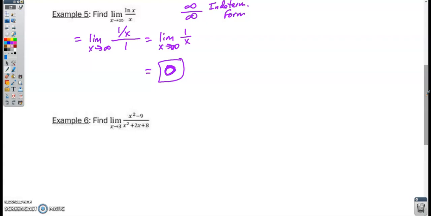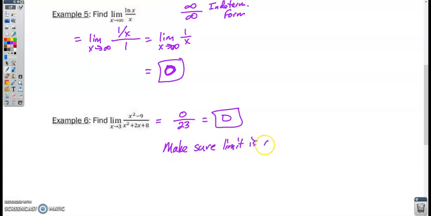because in this one, if I substitute 3 into the numerator, I get 0, but if I substitute 3 into the denominator, I get 9 plus 6 plus 8, I get 23. And so this limit is actually equal to 0 over 23, or 0. Okay, make sure the limit is an indeterminate form before trying to apply L'Hospital.